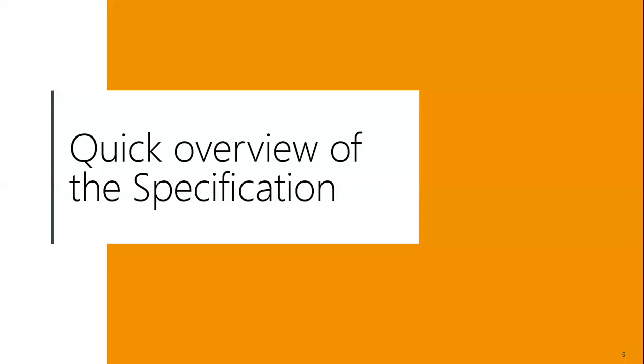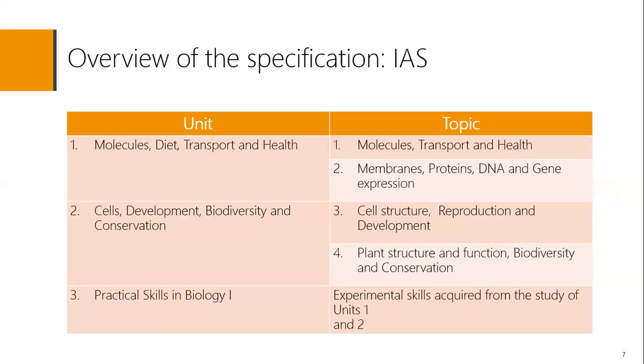We will start with a quick overview of the specification, starting with a look at the qualification. The IAL Biology is a modular qualification. There are a total of 6 externally assessed units or modules. Units 1, 2 and 3, which are the ones you can see at the moment, comprise the International AS level, the IAS. The content of these 3 units provides students with a grounding for A-level studies.